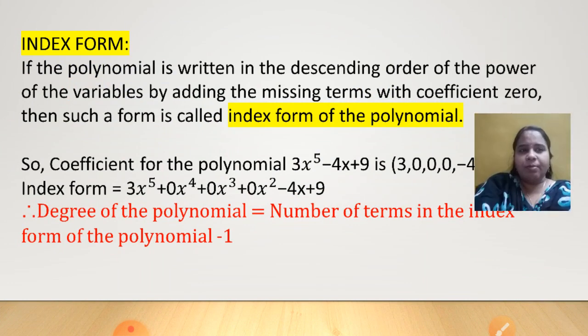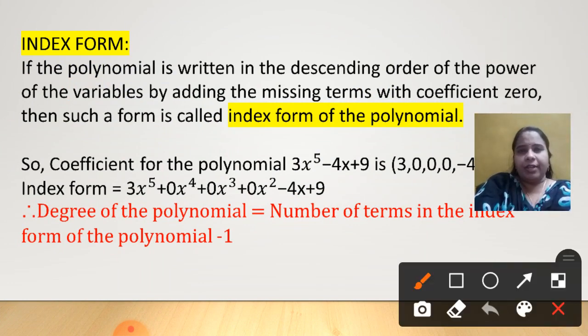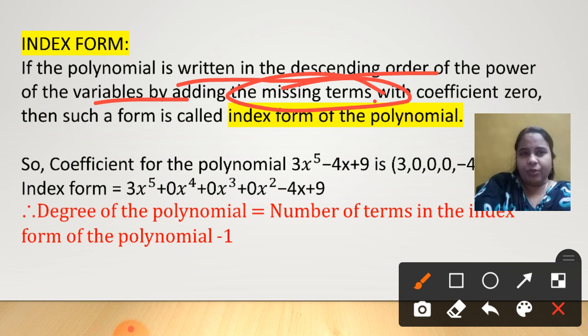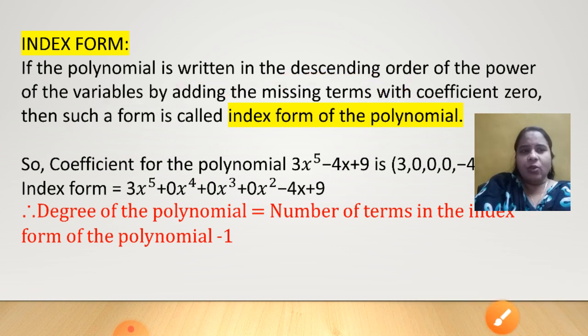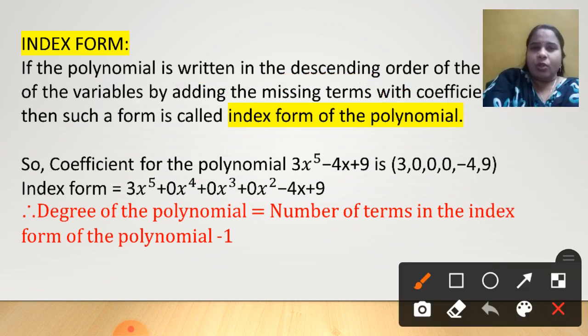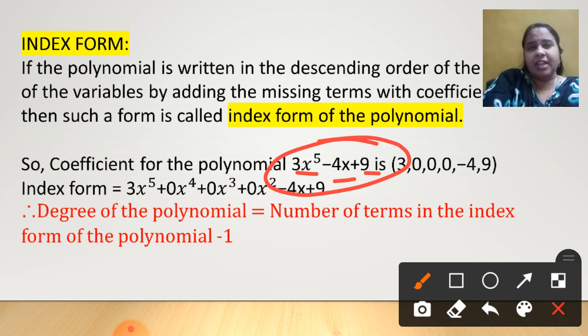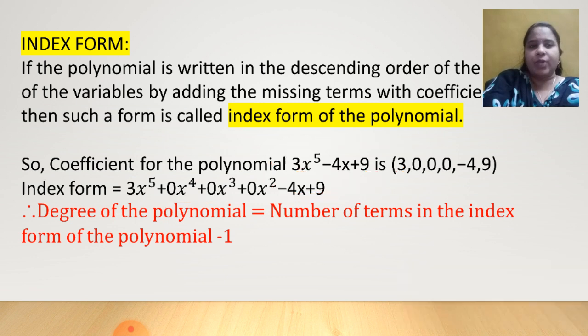Then let us discuss index form. Have a look at it. If the polynomial is written in descending power of the variable by adding the missing terms with 0 coefficient, then it is called an index form. I have already discussed it with you. Have a look at the example given to you. Index form of the polynomial 3x raised to 5 minus 4x plus 9. Standard form and index form are one and the same. The only difference is in standard form we don't expect you to write the 0 coefficient. In index form it is compulsory that you write the 0 coefficient.